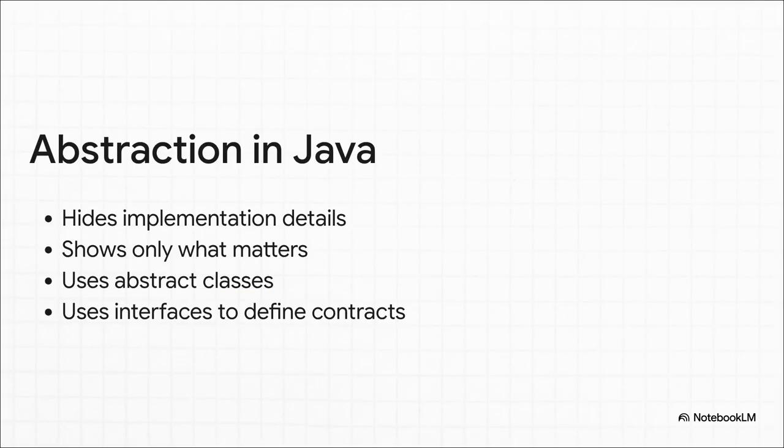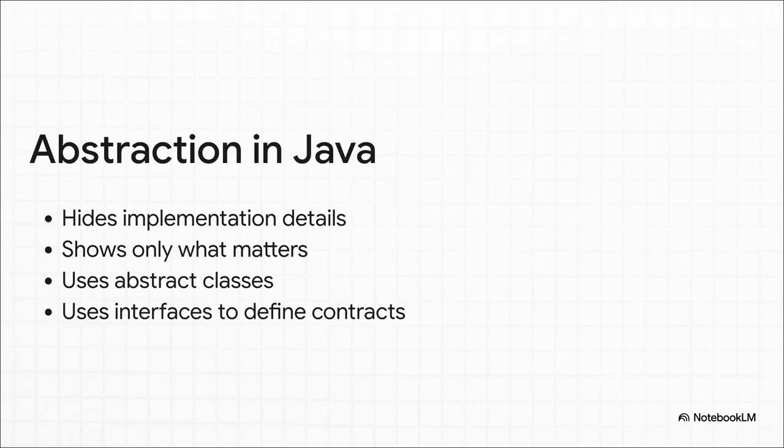So how do we actually build this virtual power button in Java? We use a couple of specific tools, abstract classes and interfaces. By using these, we define essential contracts. We are basically saying, hey, any object that uses this interface absolutely guarantees it will have a power button. We define exactly what the object must do, but we completely hide the details of how it actually does it.